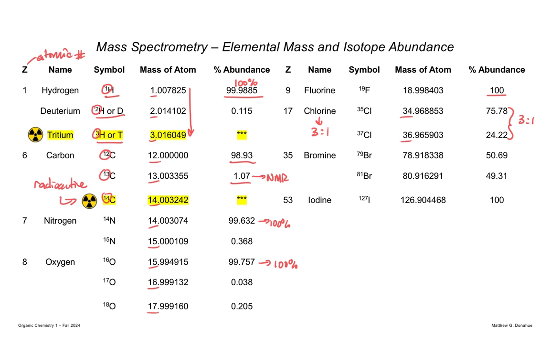Bromine, atomic number 35, has bromine 79 and 81. Now look at these ratios. It's essentially 1 to 1. And so that's going to be a diagnostic tool for bromine. Iodine is 100% abundant, and it has the atomic mass of 127. So there are little clues in these isotopes that are going to help us when we look at the mass spec data to say, okay, this heteroatom is there or it's not there.